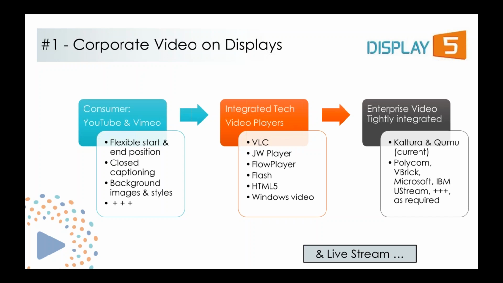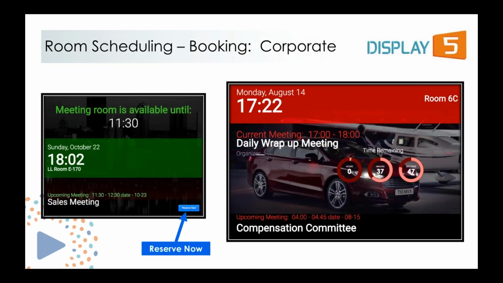Now let me move the focus to the topic of today's webinar, which is room status and instant booking. These screenshots are a couple of examples. The first is room availability with a background image and a simple reserve now button. The second screenshot is an occupied room with the specifics of the meeting, the upcoming meeting, and a countdown clock for the current meeting, with a live branding video running in the background.